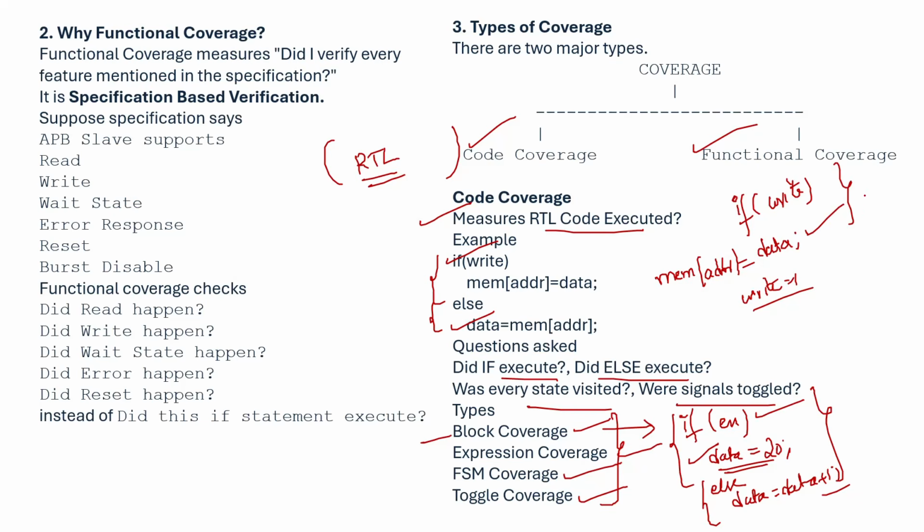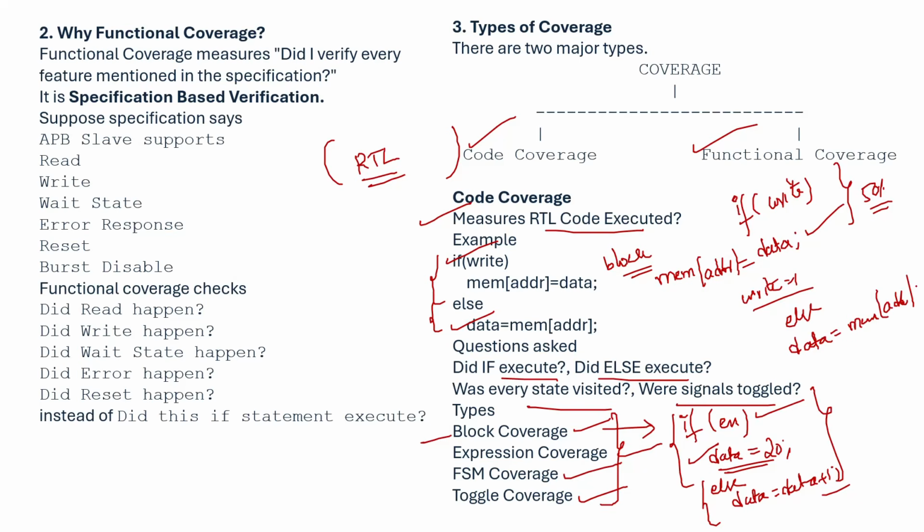That means these two lines only executed. 50% of the code coverage is covered related to the block. Whatever block I am taking, that 50% is covered. And then the remaining thing, the else condition.